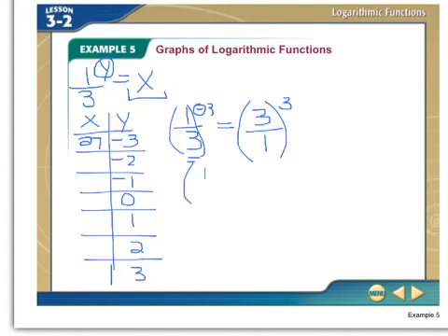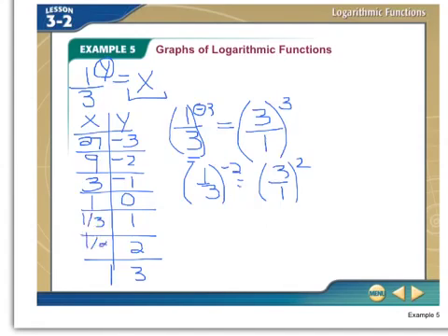And if I take 1/3 to the -2, it's equal to 3 over 1 squared, which is 9. 1/3 to the -1 is just going to be 3. 1/3 to the 0 power is 1. 1/3 to the first is 1/3. 1/3 squared is 1/9. 1/3 cubed is 1/27. So now what we need to do is go ahead and graph these points to see what our function looks like.